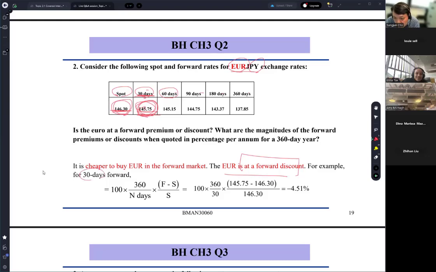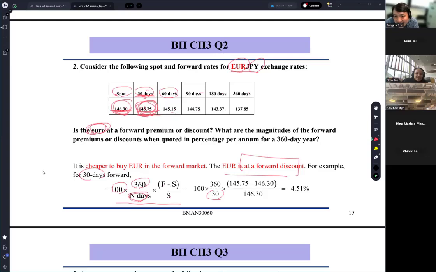Let's compute forward premium or discount for 30-day forward. We use the same formula. Maturity is 30-day. So in percentage terms, 1 year, maturity, F minus S over S. We are computing premium or discount of the euro. So euro should be in the denominator, which is this exchange rate. So we can just use this exchange rate here because euro is already in the denominator.